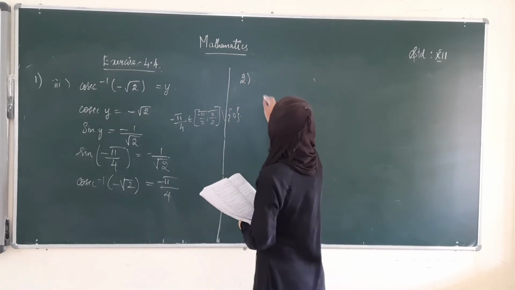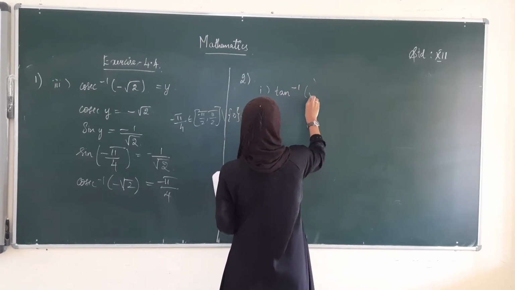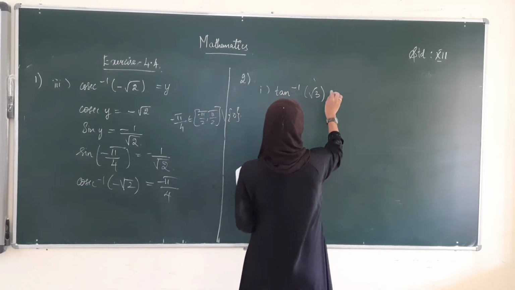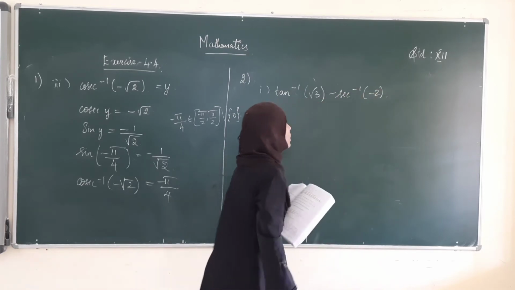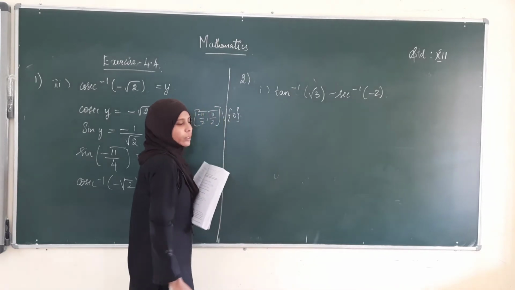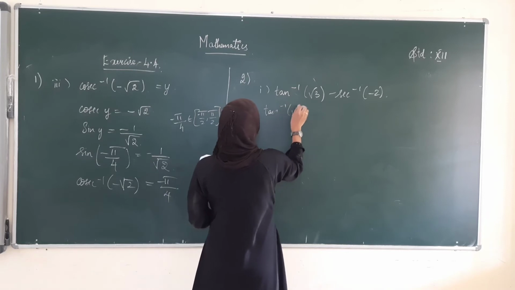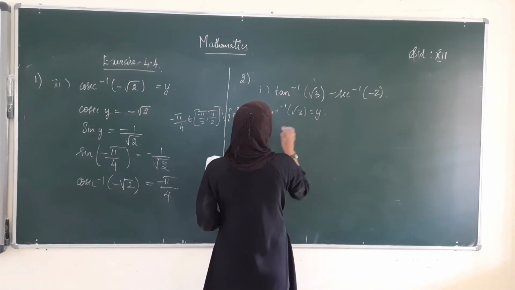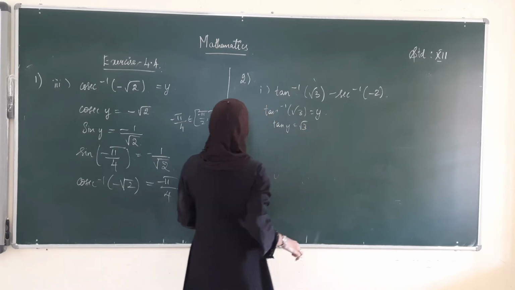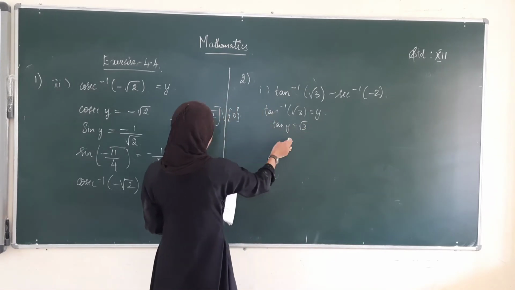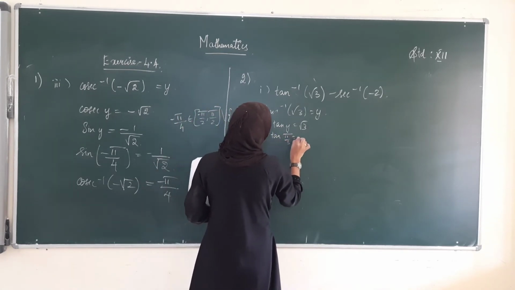Find the value of the first one. See here, it is tan inverse of root 3 minus secant inverse of minus 2. So we have to find the value of this. First let us take this alone. Tan inverse of root 3 is equal to y. Then tan y will be equal to root 3. So for what value of y does tan y become root 3? It is pi by 3, right? Tan pi by 3 is equal to root 3.